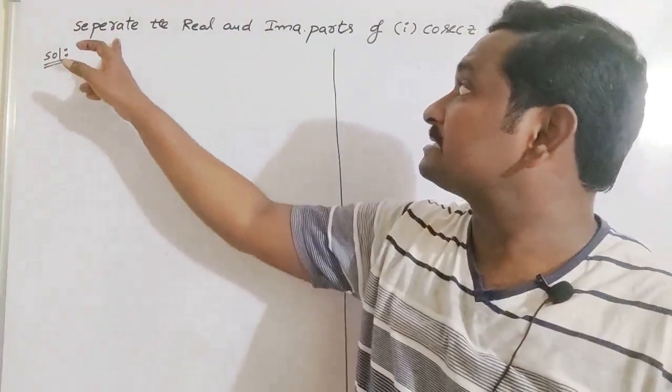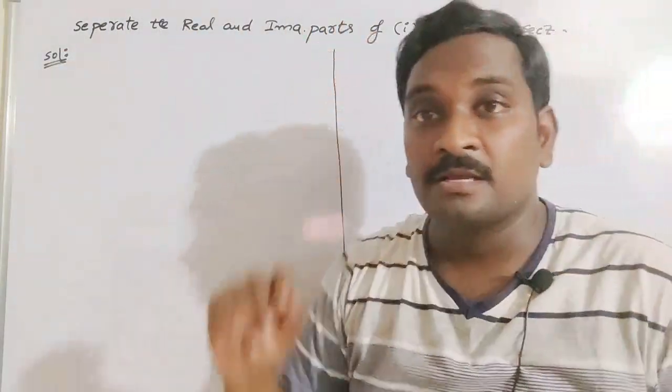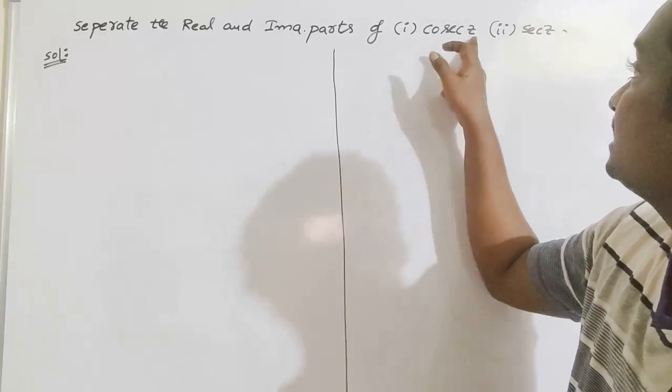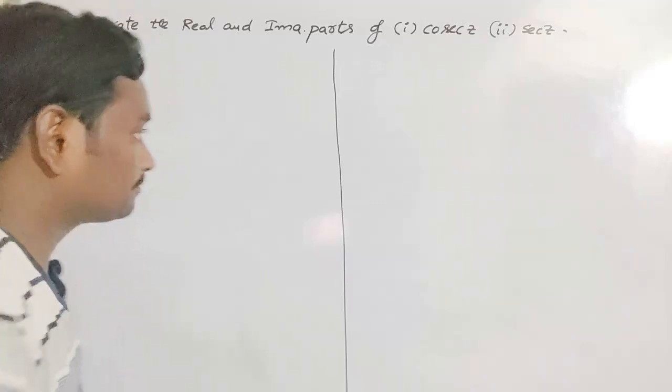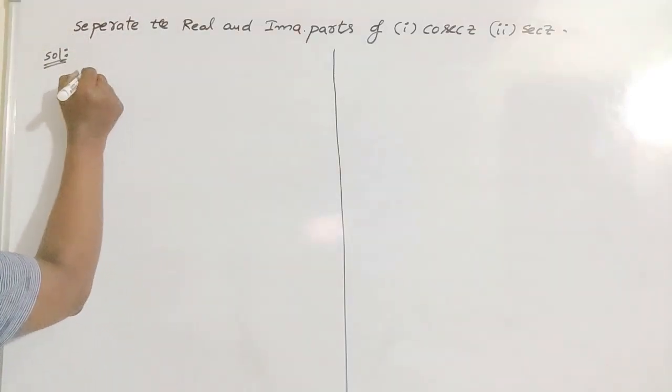See the next examples. Separate the real and imaginary parts of the complex elementary functions cosecant z and secant z. These are the complex trigonometric functions. First one.